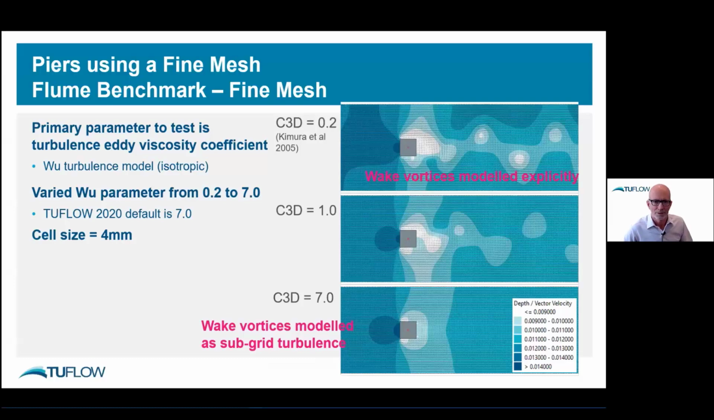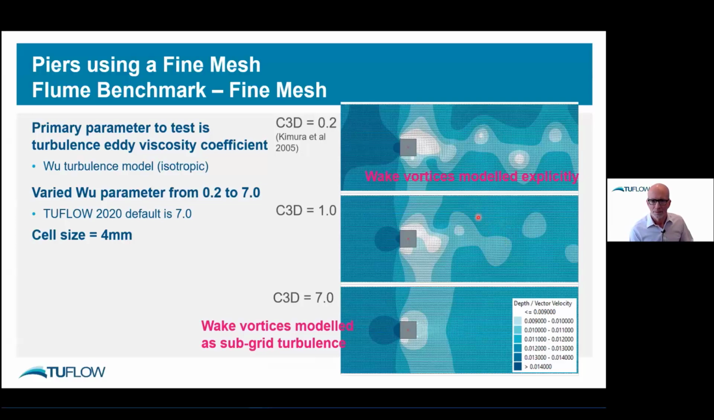So let's look at some results. The top image there is from 0.2, this is from 1, and then with a value of 7. So you can see as you increase that value, it basically suppresses the severity of those vortices and of how the wake forms and goes.